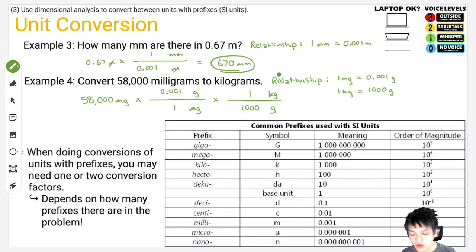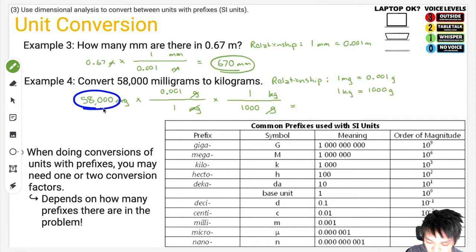There it is. What units cancel out? Milligrams, milligrams, grams, grams. We're left with kilograms. And that's what the question is asking for, right? Convert to kilograms. Great. So I can write in our equal sign. I'm going to write it a little bit lower. And for this particular problem, what are we doing? Well, we're starting with 58,000. We're going to multiply by 0.001. And then since this number is on the bottom, you would divide by 1,000.